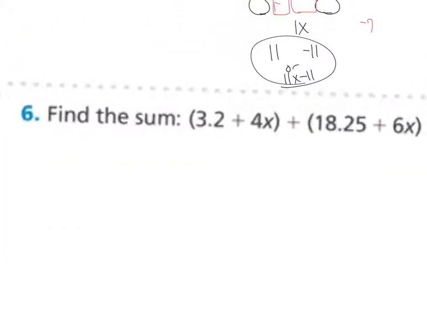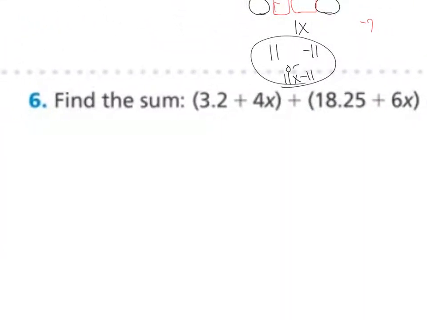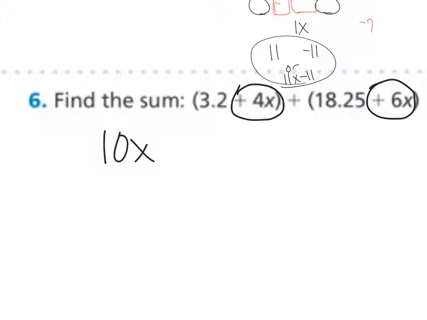So look at number 6. Similar idea here. Again, I'm just going to go ahead and start with the variables. Nothing's being subtracted, so that makes things a little simpler. So 4x plus 6x would be 10x. And then these, I would probably recommend working that out.